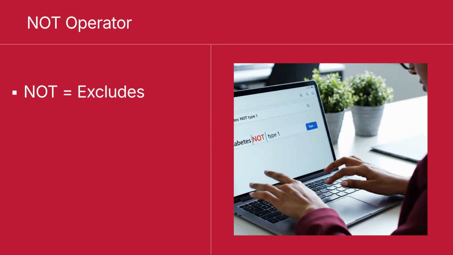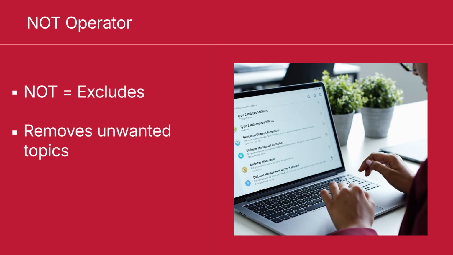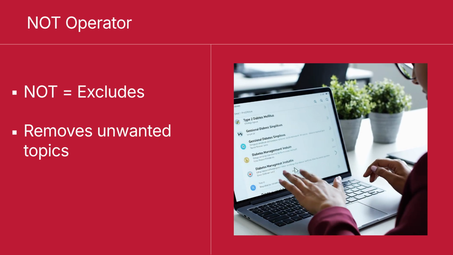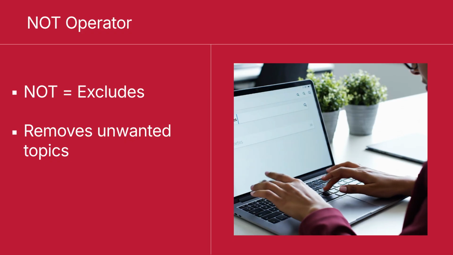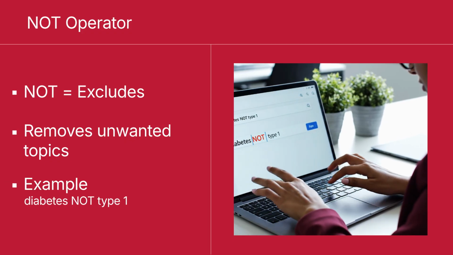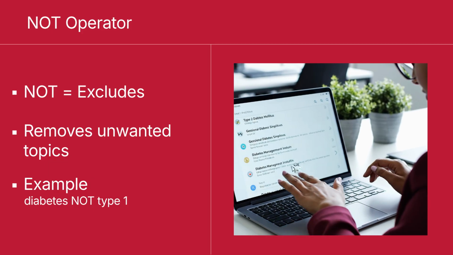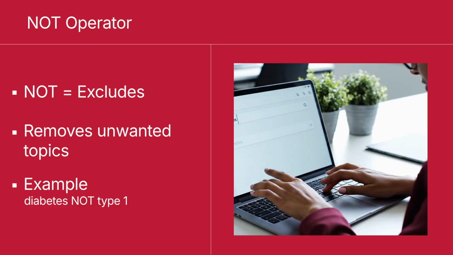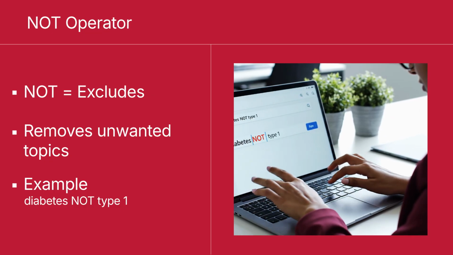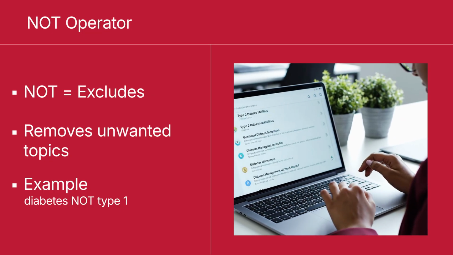The not operator is used to exclude specific terms from your search results. This can be helpful when your search is retrieving articles that are not relevant to your topic or are too broad. For example, if you search for diabetes not type 1, the database will return articles about diabetes while removing those that focus specifically on type 1 diabetes. This allows you to narrow your results and focus on the most relevant information.